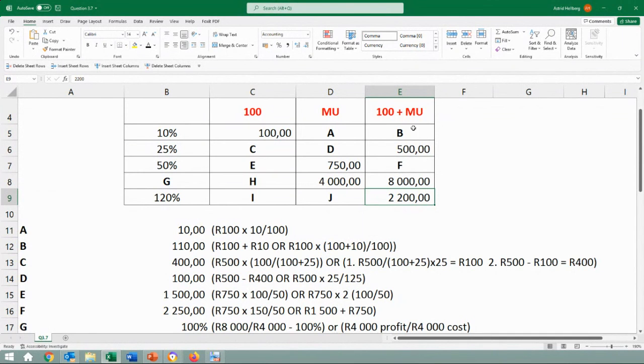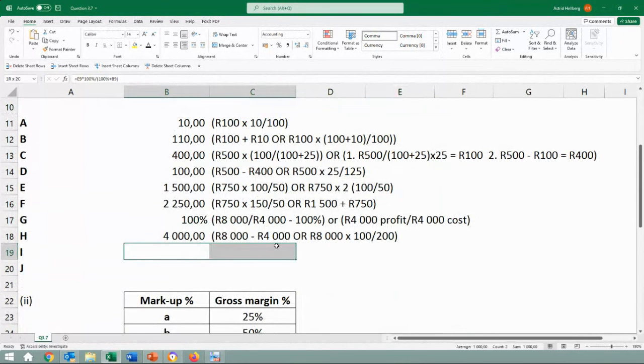Okay, so let's talk here. So if our markup is 120%, and I want to know what the sales percentage is, it is the 100% here plus that 120. Now, if I take 100 plus 120, I get 220. Okay, so this means this amount divided by 220 multiplied by 100 will give me this. And that is how you would get to the answer.